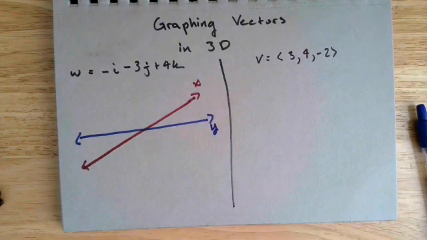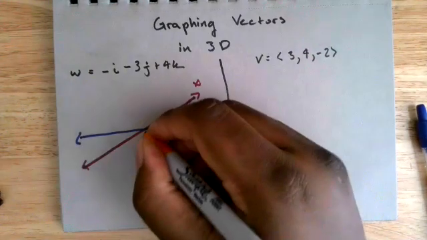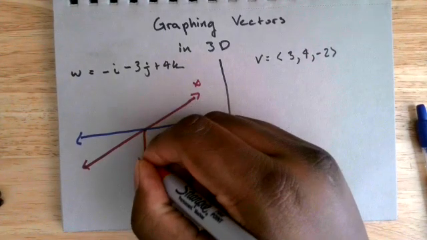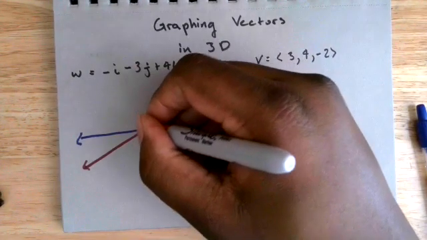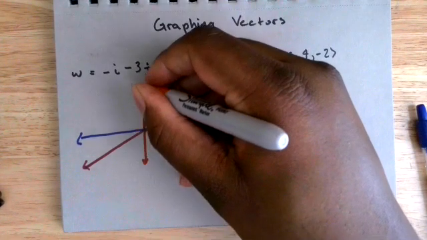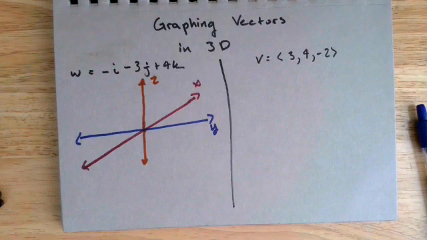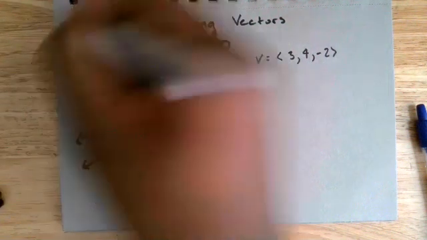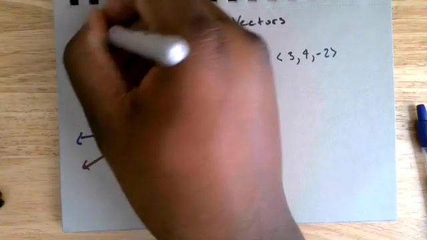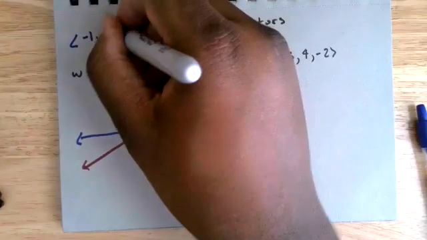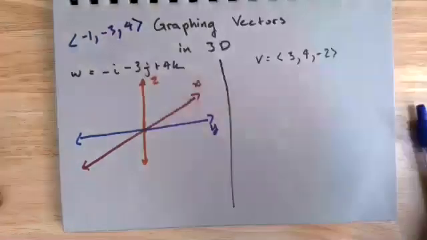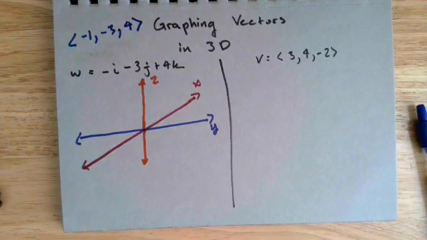Okay, I've got my x-axis, my y-axis. I'm getting my z-axis together. All right, -i, -3j, 4k. Another way we could write that, in component form, would be -1, -3, 4. So we can think about it that way.